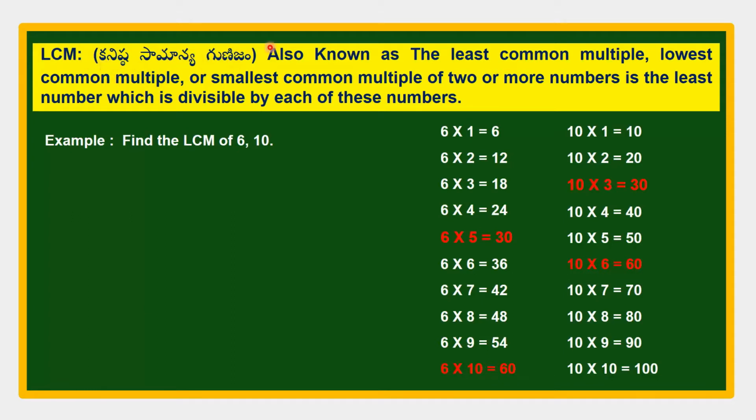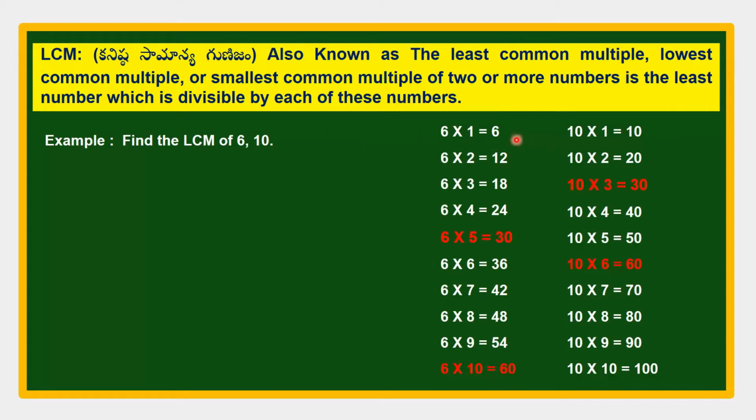LCM is also known as the least common multiple or lowest common multiple or smallest common multiple of two or more numbers. It is the least number which is divisible by each of these numbers. First, I'll explain the basic concept.